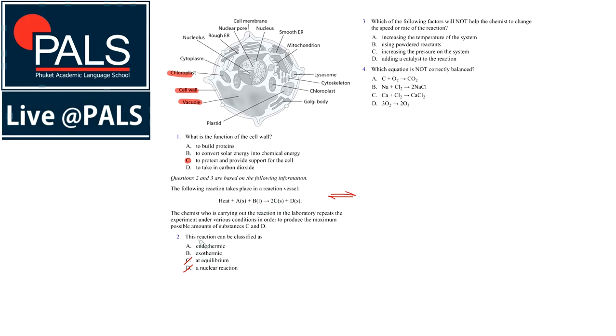So it's either exothermic or endothermic. Exothermic means heat is given out by the reaction. Endothermic means heat is taken in by the reaction. And we can see that heat is on the reactant side here, which means heat is supplied to the reactants for the reaction to happen. Therefore, heat is taken in by the reaction, and our reaction is an endothermic reaction.